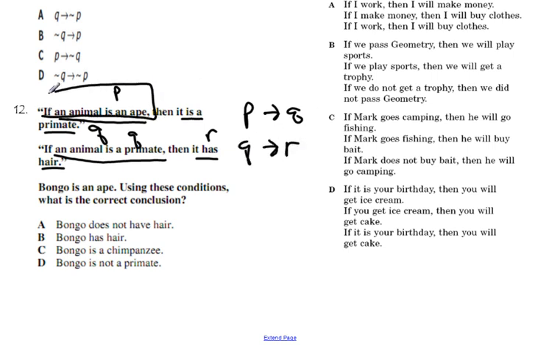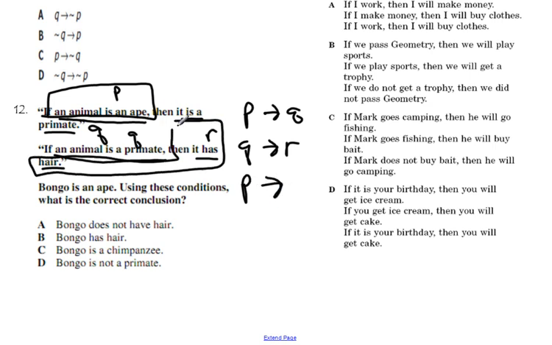Bongo is an ape. That's P. Then Bongo has hair. That's R. So our conclusion is that Bongo has hair. And this follows the law of syllogism.